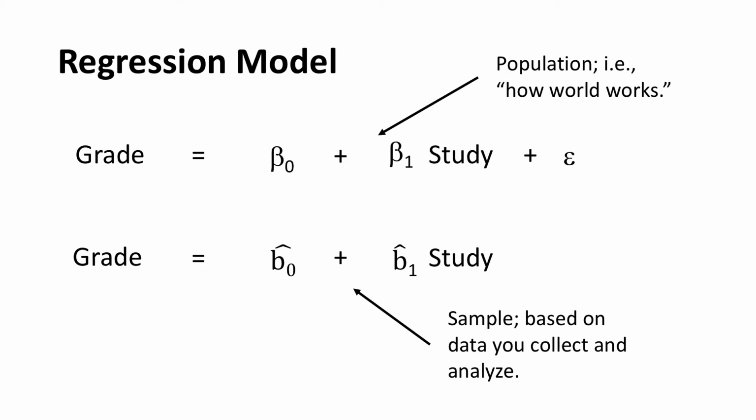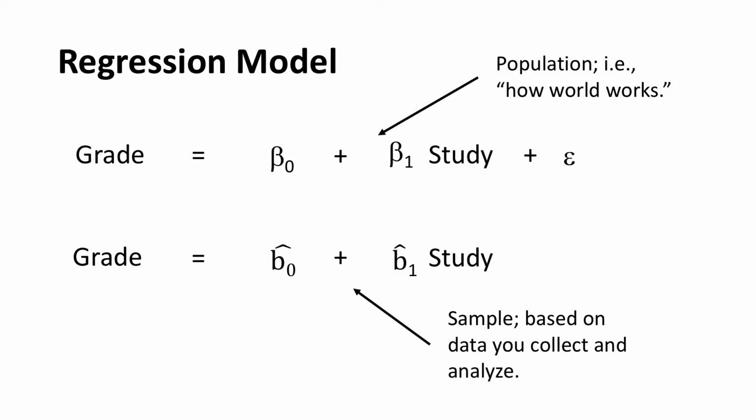So here's a peek at my population regression model. Grade equals beta subscript 0 plus beta subscript 1 times hours of studying plus epsilon, where epsilon is the error term, which would capture anything else that might affect your grade on a test. Unfortunately, I don't have access to the population of all students, so instead I'll do my regression analysis using information from a sample. So the sample regression model is grade equals b subscript 0 hat plus b subscript 1 hat times the amount of time spent studying.